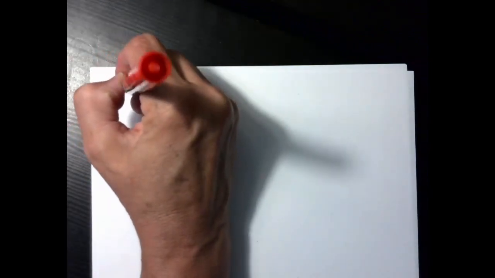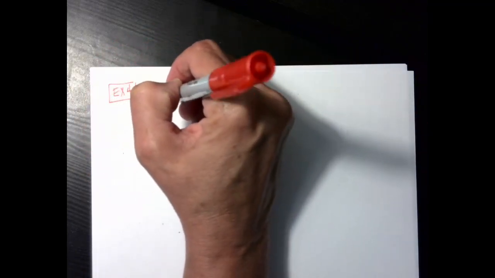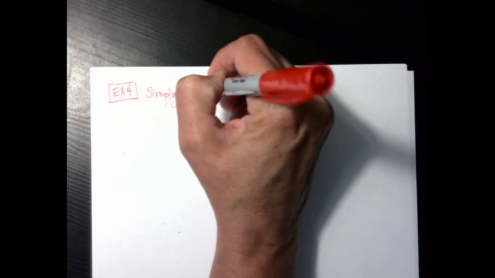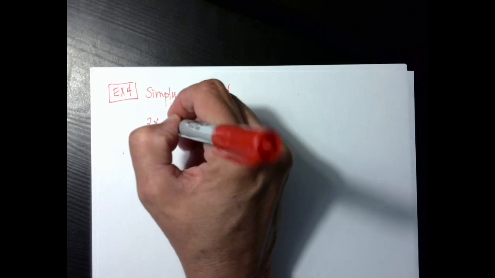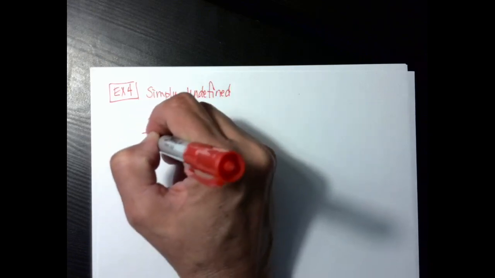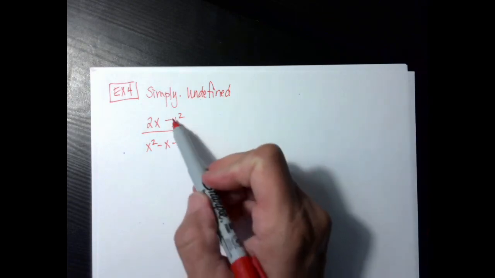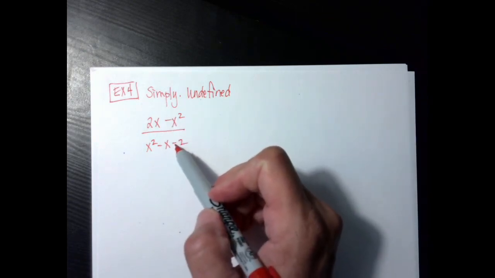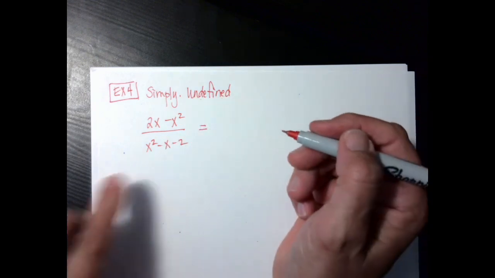All right, let's do another couple of examples. So for example number 4, it's going to have the same directions. I'm just going to write abbreviated directions: simplify and undefined. All right, we are given this time 2x minus x squared over x squared minus x minus 2. Again, all of these terms are separated by pluses and minuses, so I can't reduce. My next step is to factor both the top and the bottom.